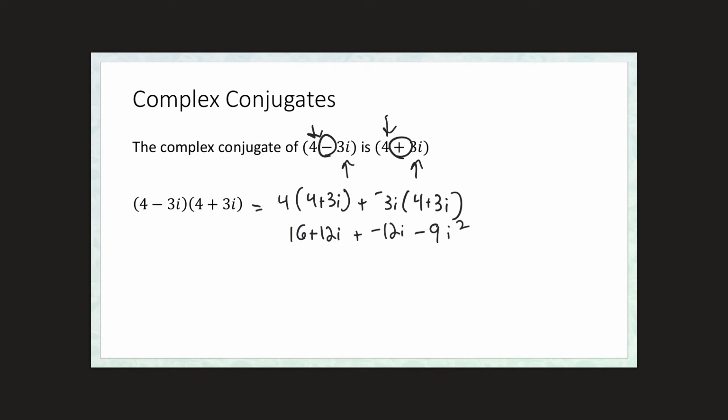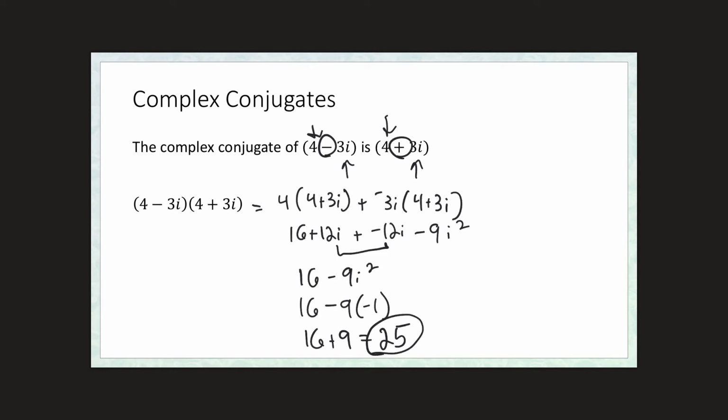Okay, all right, so these will cancel if we add those together. And we're left with 16 minus 9i squared. i squared is negative 1. And negative 9 times negative 1 is positive 9, so 16 plus 9. Oh, just like I said, and that equals 25. So by multiplying these conjugates together, the imaginary part drops out, and we are left with just a real number. In this case, it's 25. Cool.